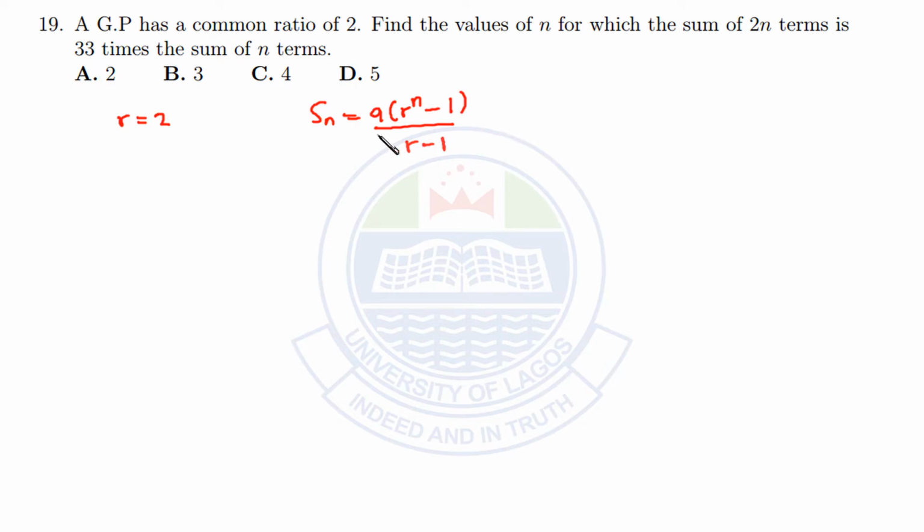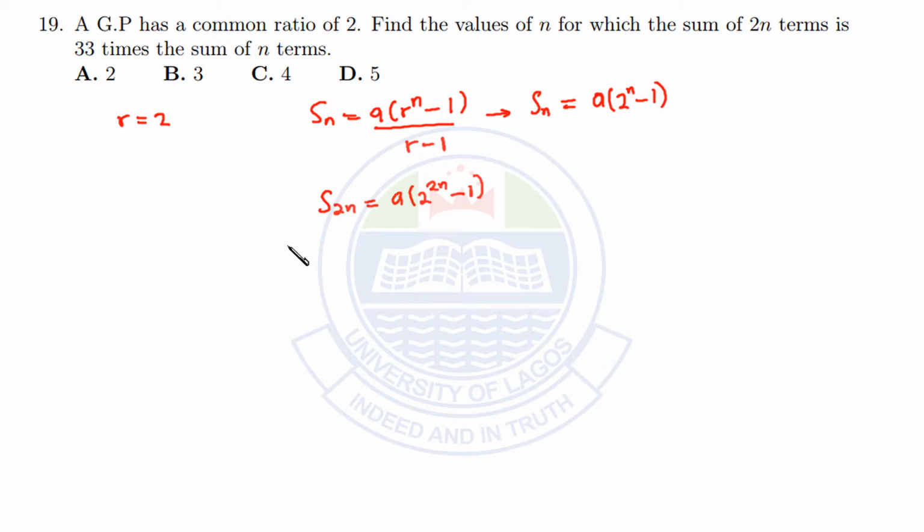Then if you substitute r to be 2 here, I'm going to have Sn equals a open bracket 2 raised to power n minus 1, then 2 minus 1 is still 1. And we have our sum of 2n terms. If you replace n with 2n, I'm going to have this to be a times 2 raised to power 2n minus 1. So the question says the sum of 2n terms is 33 times the sum of the n terms.